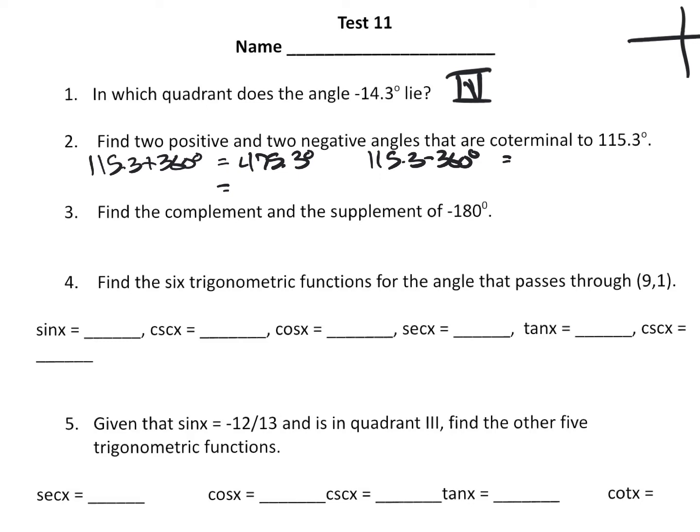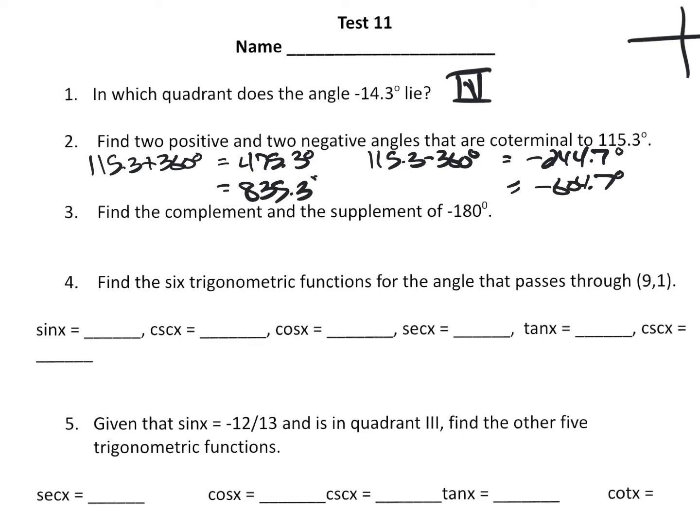I'm getting 835.3. And then I'm going to do the subtraction, 115.3 minus 360, which is negative 244.7. And then I'm going to do the same thing. I'm going to subtract 360 again. I'm going to get negative 604.7 degrees. All those are in degrees.